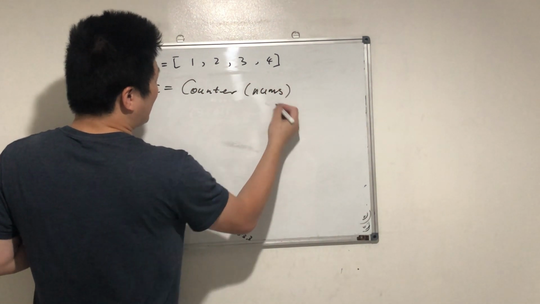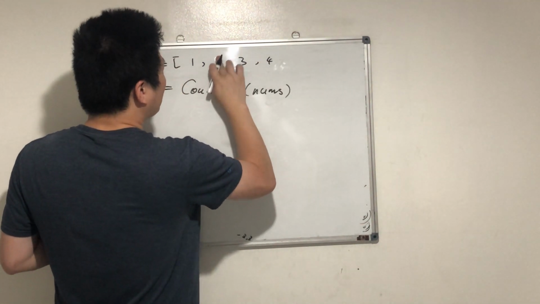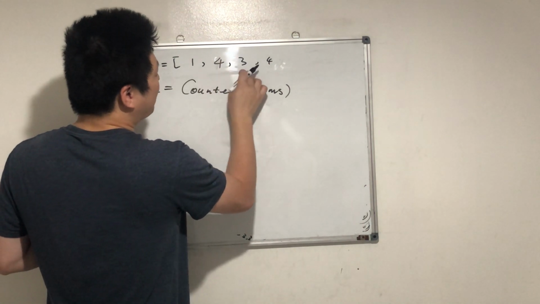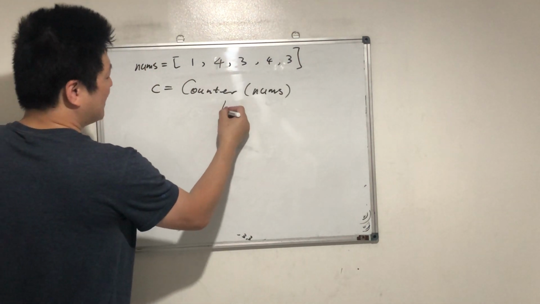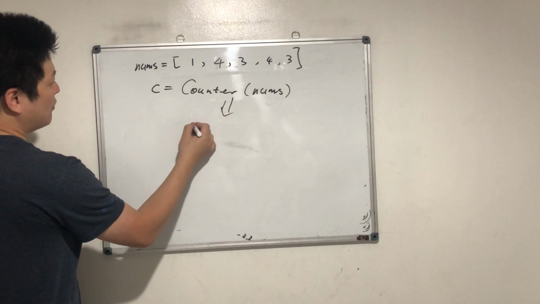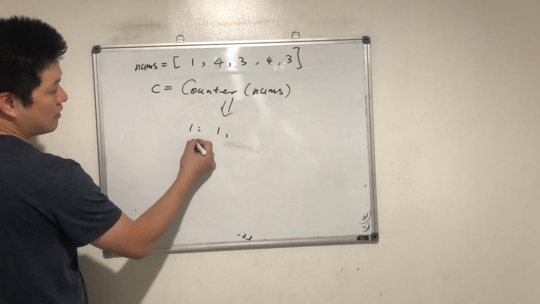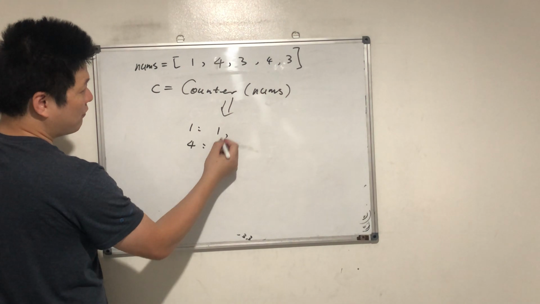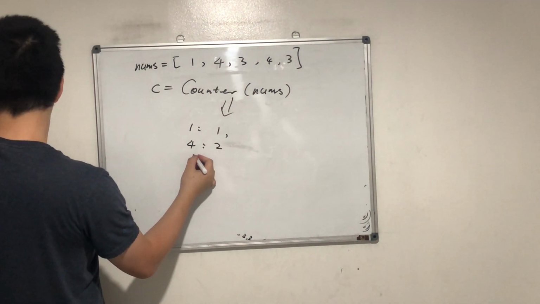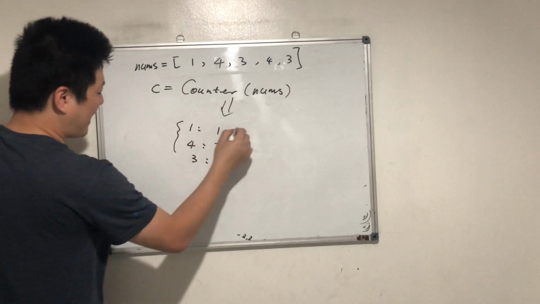So what does it give us? Let's say nums is 1, 2, 3, 4 with some repeats, like 1, 4, 3, 4, 3. What does this give us? The counts, and this is a dictionary, okay?